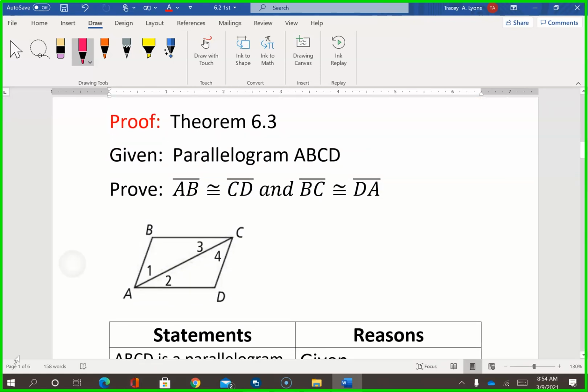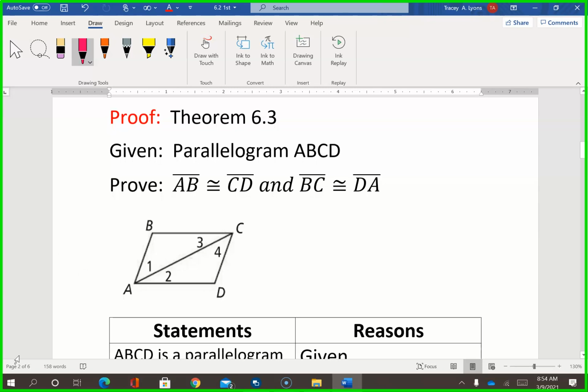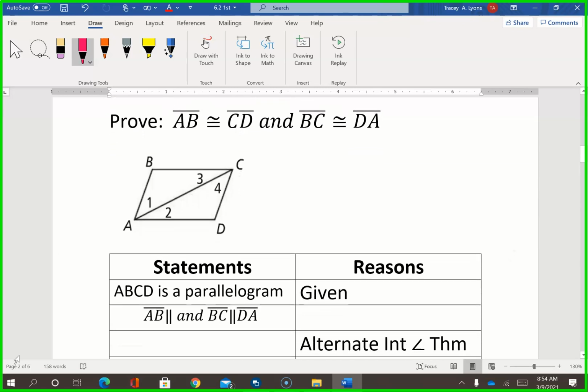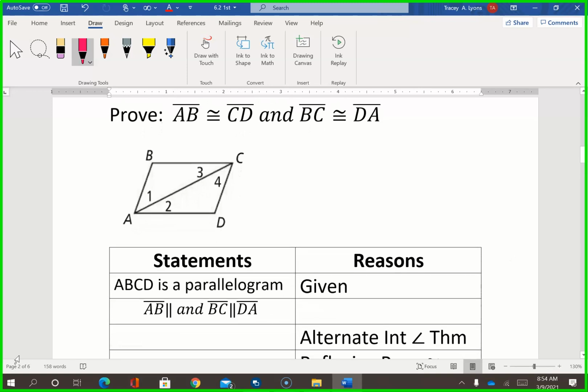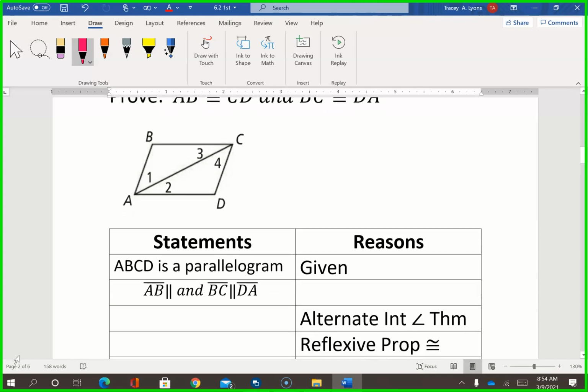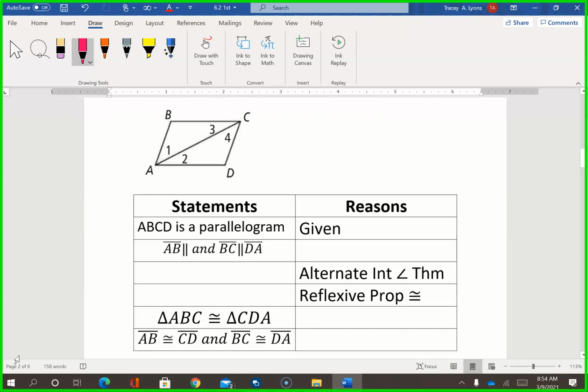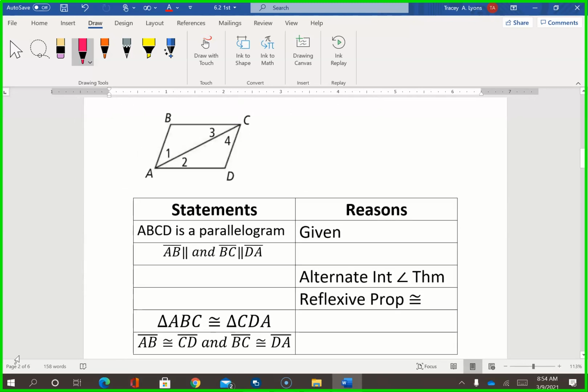Here's a little proof. Parallelogram ABCD is what we have. We want to prove that AB is congruent to CD and BC is congruent to DA. So let's look at this one. I'm going to fit it all on one page here. I have some things in here and I have some things that are missing. First of all, we have ABCD as a parallelogram and that is given.